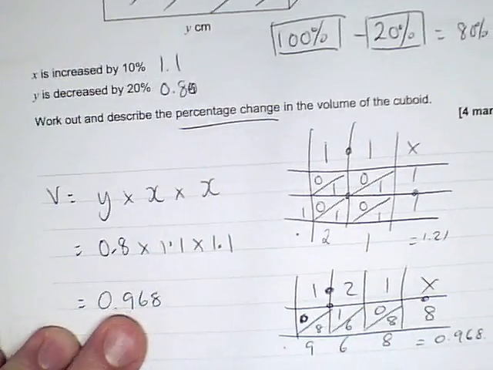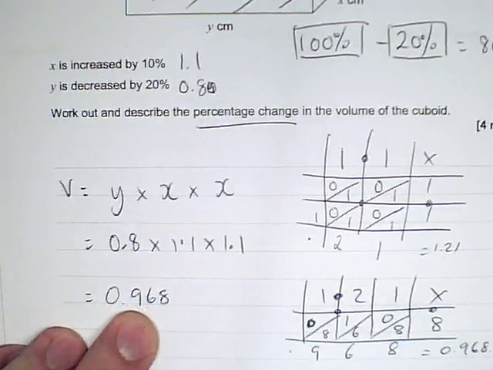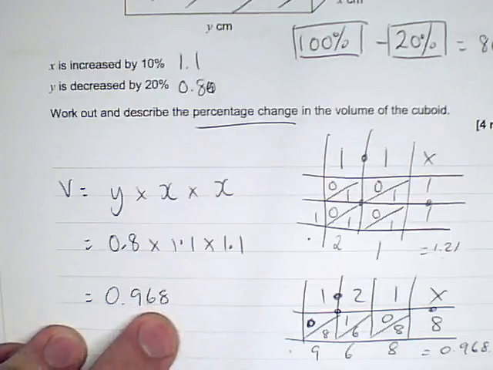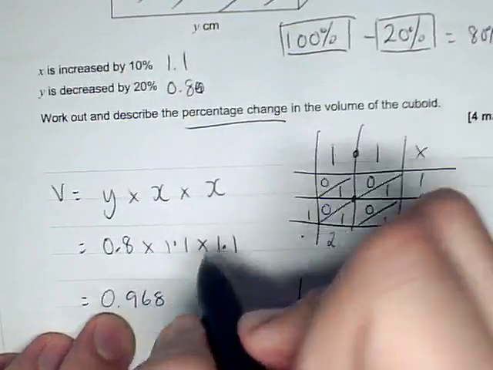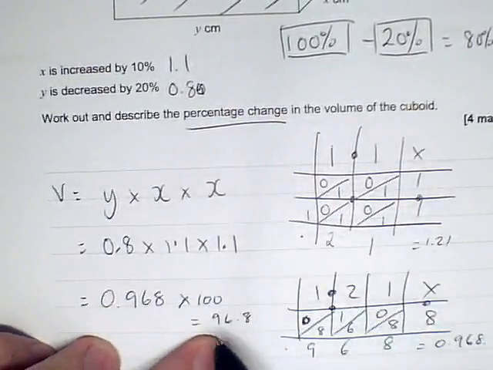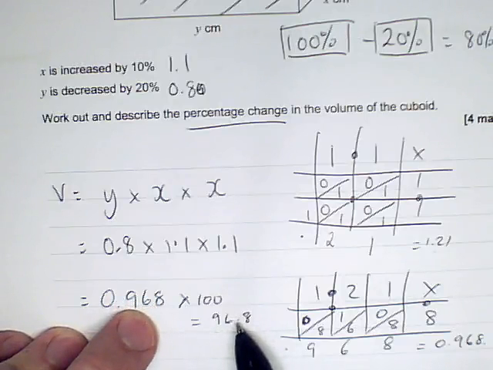Now, this is effectively a multiplier. If it said 0.99, that would be a 1% decrease. If it was 0.98, it would be a 2% decrease. If it was 0.97, that would be a 3% decrease. So effectively, we're trying to make this up to 1. If you're not too happy with this, you could multiply that by 100 to give you 96.8. That might make it easier to see what you need to add to make that up to 100.